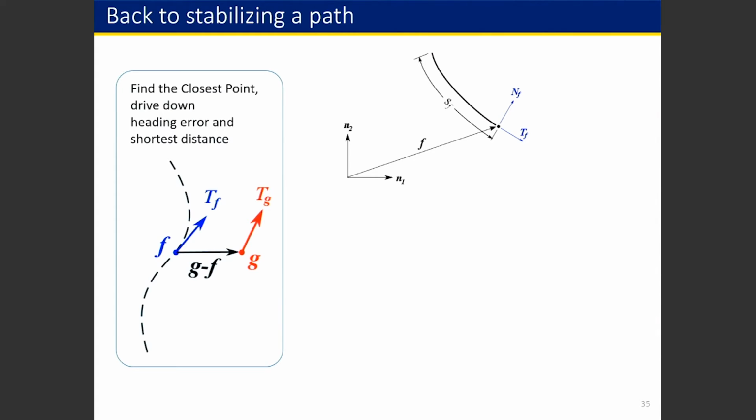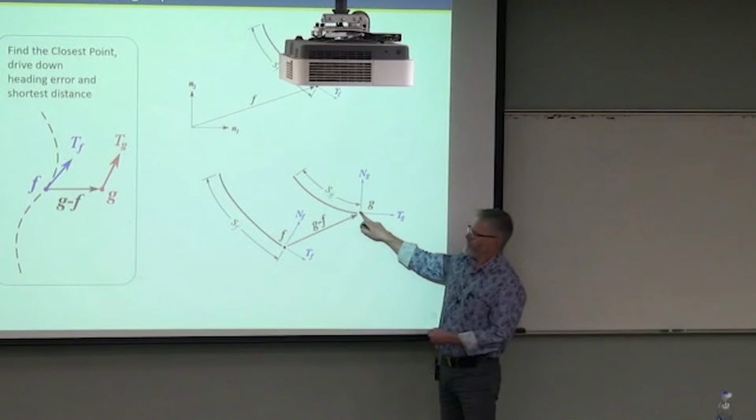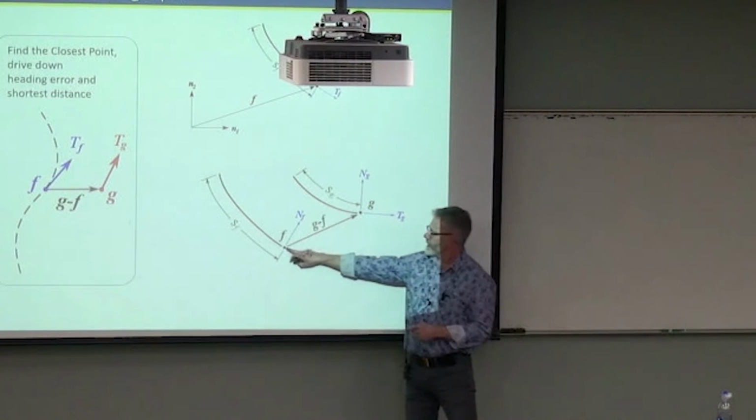The idea that I'm going to use for stabilizing to a path is going to be just that. I'm going to integrate the inverse kinematics. Let's just make up the kinematics. Kinematics is going to be involving the error vector, G minus F. Here's F. That generates the curve I'm trying to follow with path length SF.